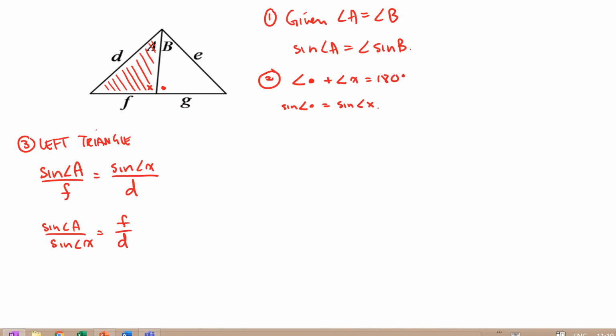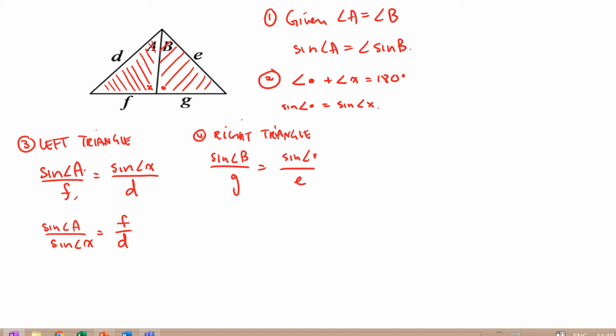So I took some shortcuts: D times sine A is equal to F times sine X, and then I divided both sides by sine X and D, and then I get this. Anyhow, now on the right side I'm going to do the same thing. Use the sine law on the right triangle: sine of angle B over side G is equal to sine of angle dot over side E.